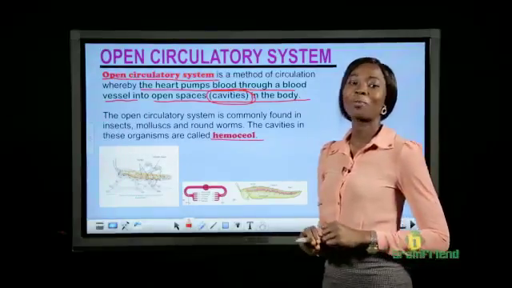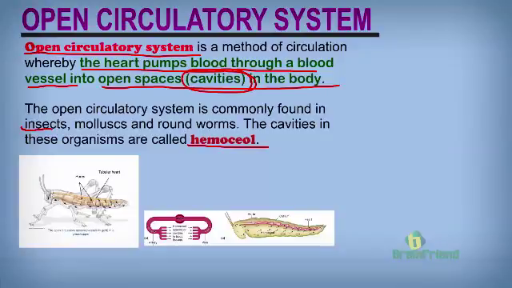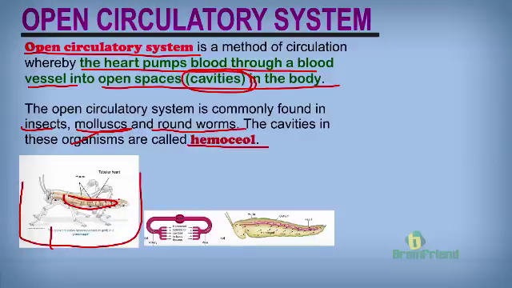Open circulatory system is commonly found in organisms such as insects, mollusks. Mollusks are organisms such as snails, roundworms. All of these organisms have an open circulatory system. I said earlier that the cavities are called hemocoel. If you take a look at this diagram, it shows the open circulatory system of insects. You could see this is the heart that forms a long tube. This is the blood vessels through which the blood pumps out and opens into the hemocoel. This is the hemocoel, which is the open space. You could also see that here. This is the heart. This is the blood vessel.